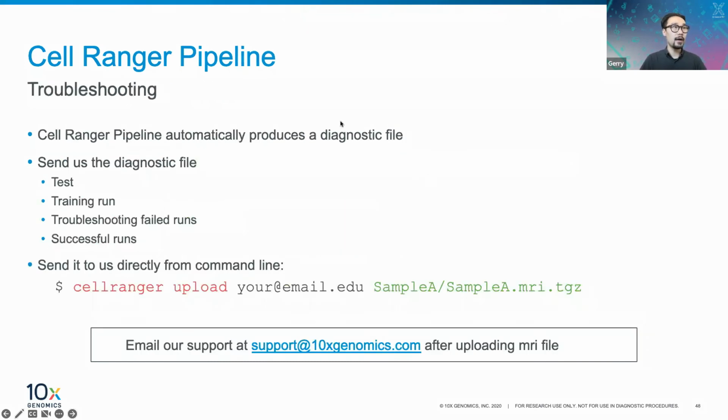Cell Ranger also automatically produces a diagnostic file for all of your analysis runs. If you encounter any troubles or run into any issues, you can send us this diagnostic file, and our in-house bioinformaticians can take a look at it with you. So we can help you troubleshoot any runs that may have had issues. You can send it directly to us using this command line here, or you can even email support@10xGenomics for any issues, not just bioinformatics, that you have.